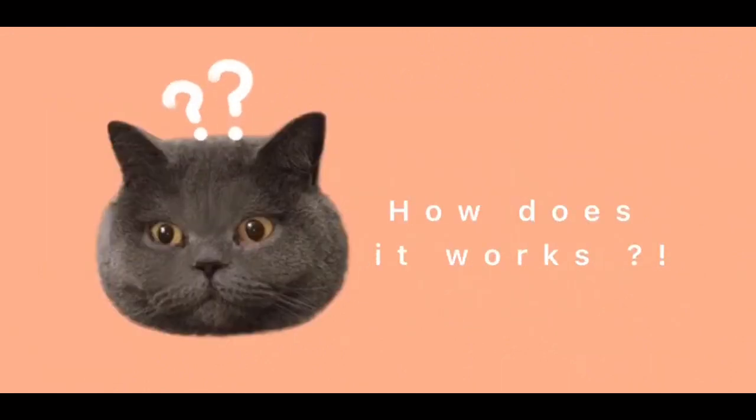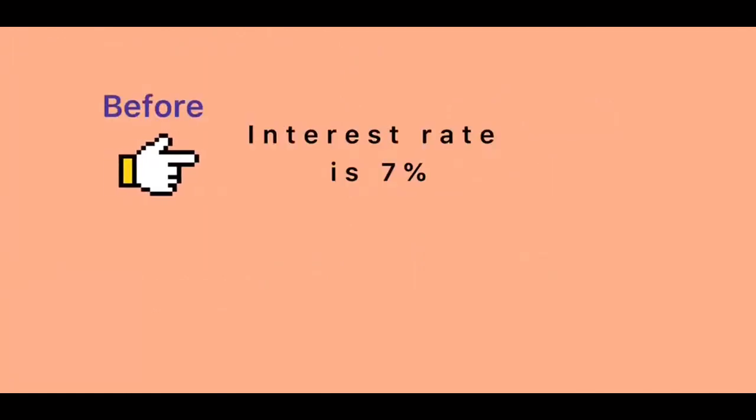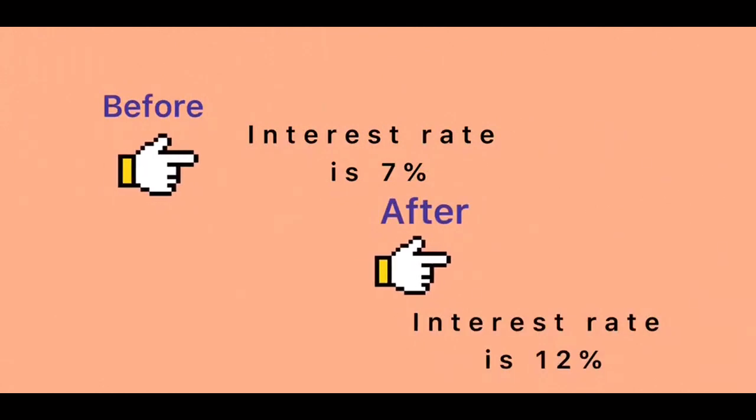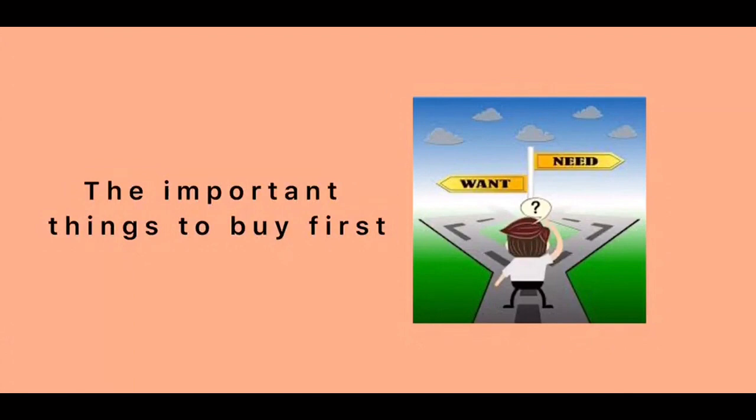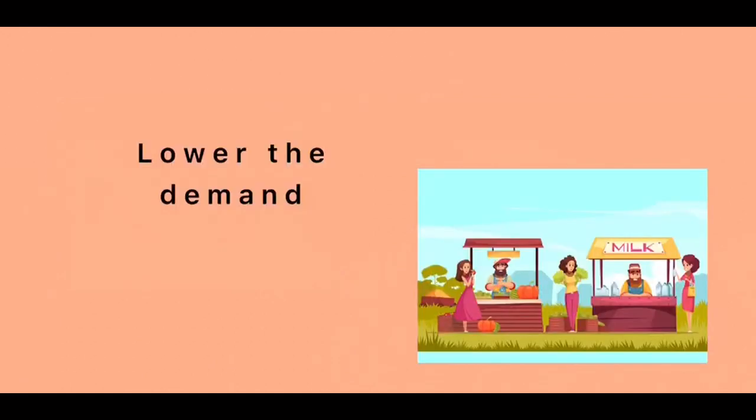How does monetary policy actually work? It's actually by increasing the interest rate. For example, before this the interest rate was 7%, but after inflation the government will increase the interest rate to 12%. When this happens, the customer will take into account the most important things that they need to buy first. In short, a higher interest rate will lower the demand.